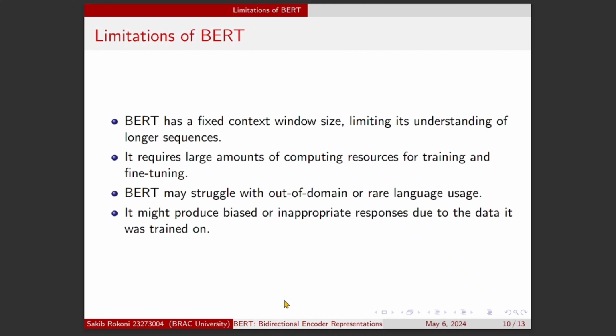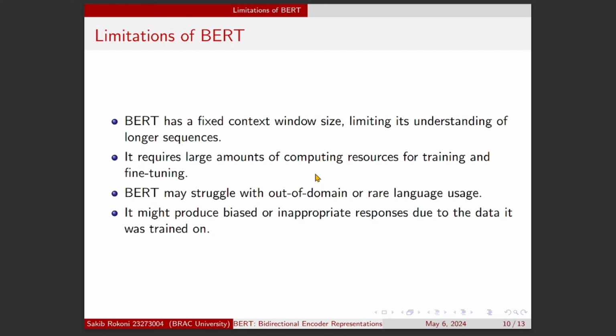Limitations of BERT. BERT has a fixed context window size limitation. Its understanding of long sequences is limited. It requires a large amount of computing resources for training and fine-tuning. Its contextual understanding is limited by the fixed context window size, although it considers both the left and the right context during the pre-training stage.